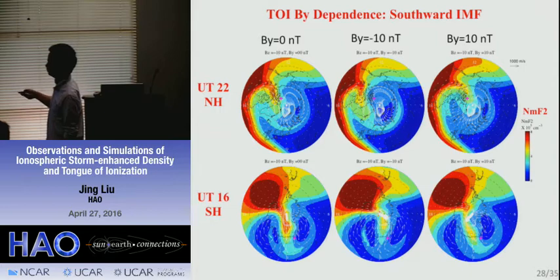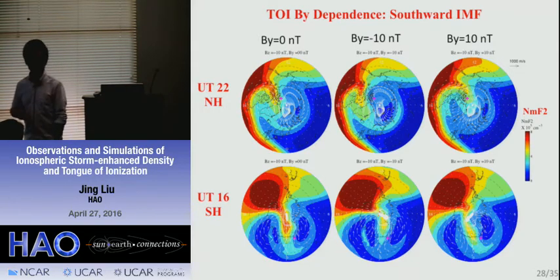In the southern hemisphere, almost the opposite conditions occur. That is, for the negative BY, the dusk cell becomes larger than the dawn cell.